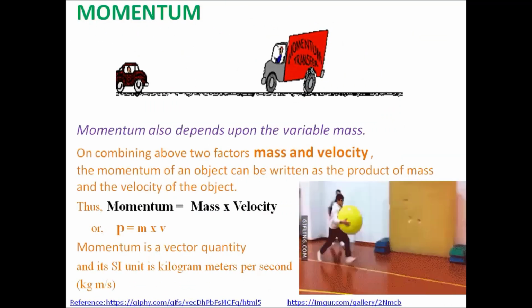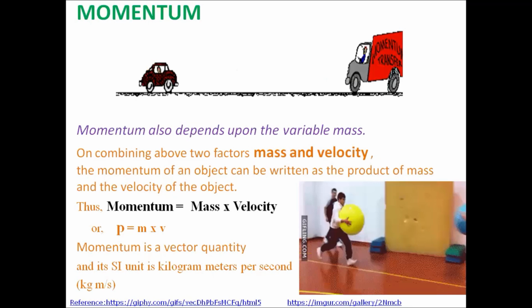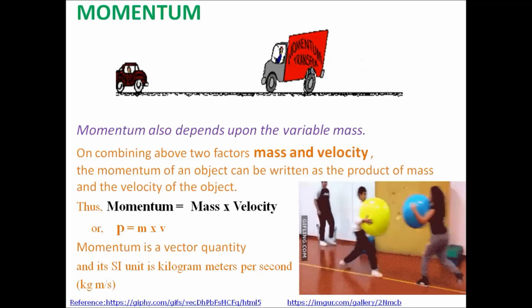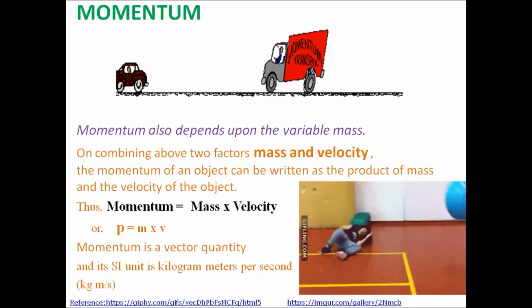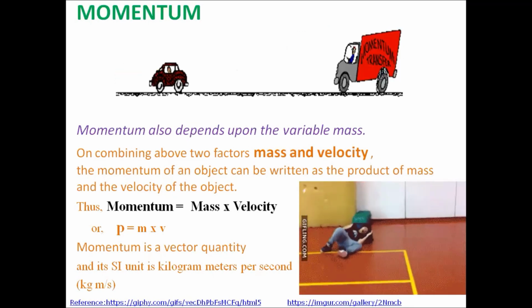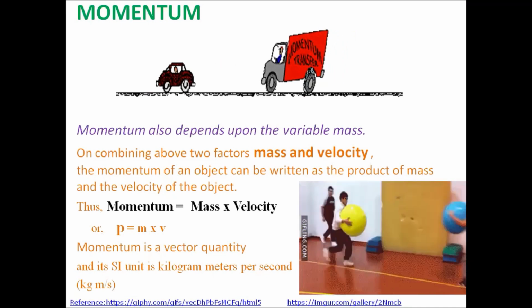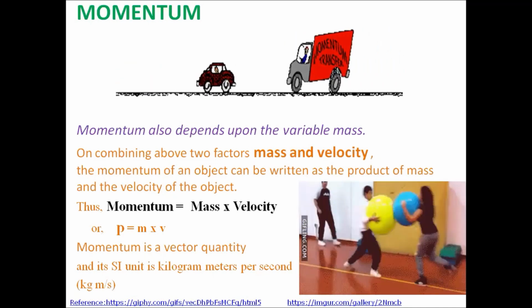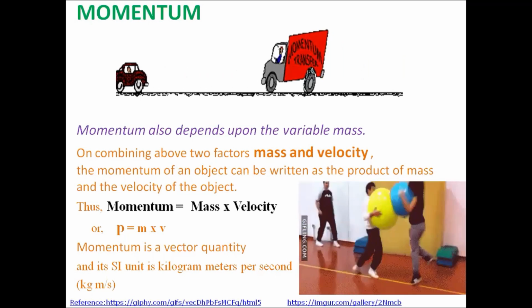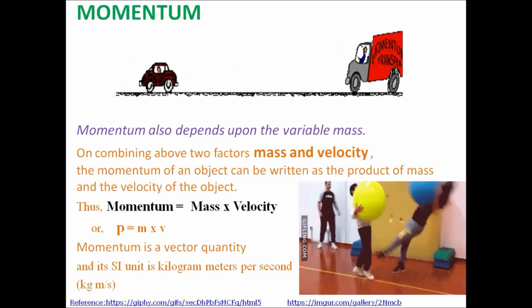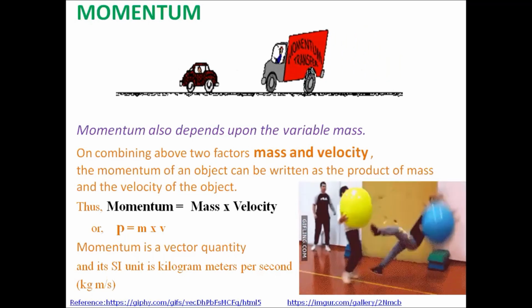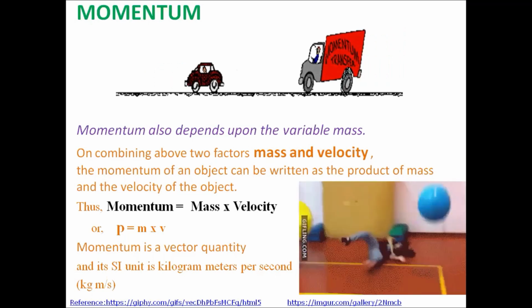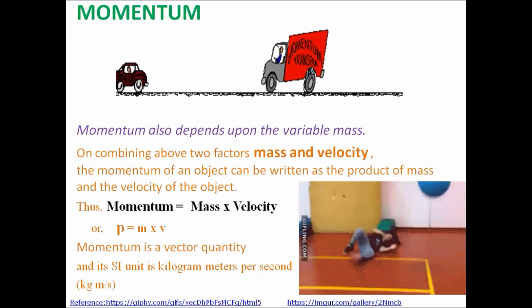Also from this animation, we can see that a truck has more momentum as compared to a car since the truck has more mass. Thus, we can say momentum also depends upon the mass of the body. On combining the two factors, mass and velocity, we can define momentum as the product of mass and velocity of the object. It is denoted by the letter P. Momentum is a vector quantity and its SI unit is kilogram meter per second.